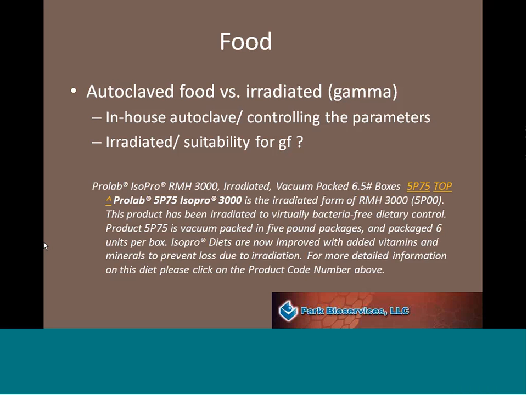Again, going back to autoclave, it seems like that's a simple solution. However, the problem that frequently comes up is that the people running and controlling the autoclave are not fully aware of what's needed in terms of the cycles. So it's very important to coordinate with them and make sure that the cycles are the proper cycles that you need for total germ-free work.